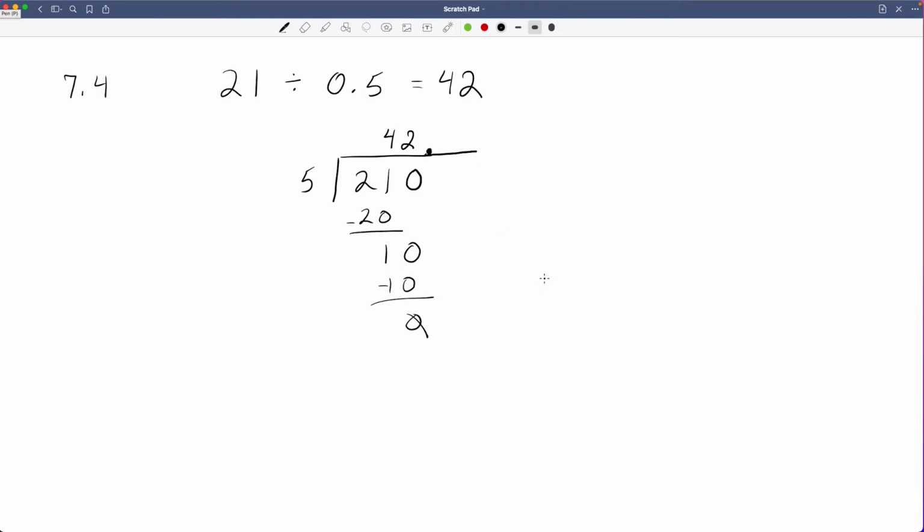All right. So you see how fun that is? The answer is there for you. Once you're done, you don't have to count decimal places because you did that on the front end. Let's do another one.